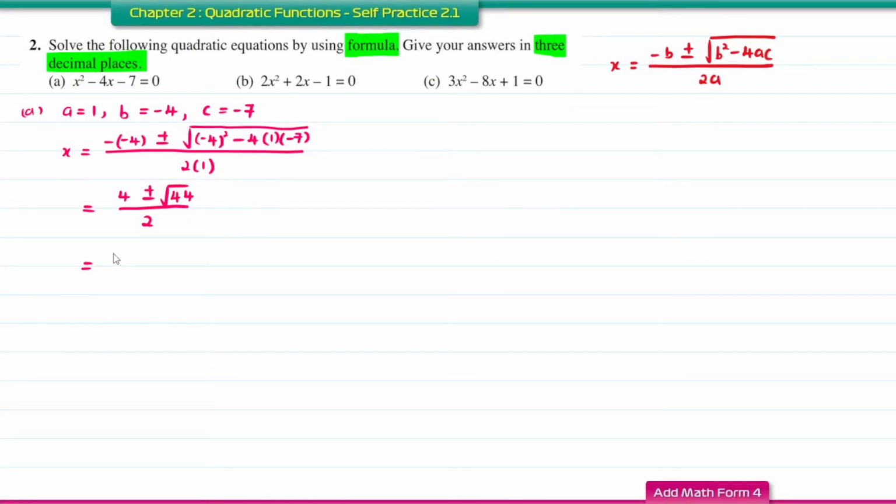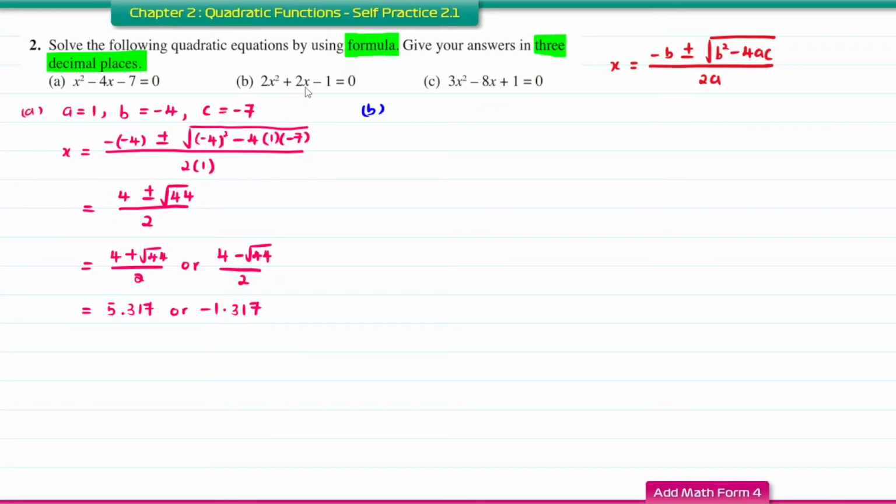So the value of x, one of it is 4 plus square root 44 divided by 2. Or the other one is 4 minus square root 44 divided by 2. So solve this using your calculator. It will give you the answer of 5.317 or -1.317.